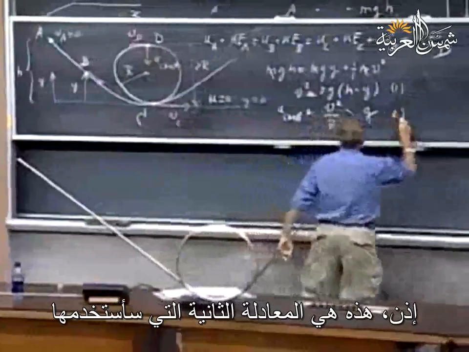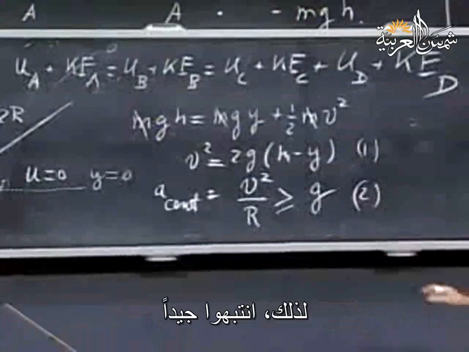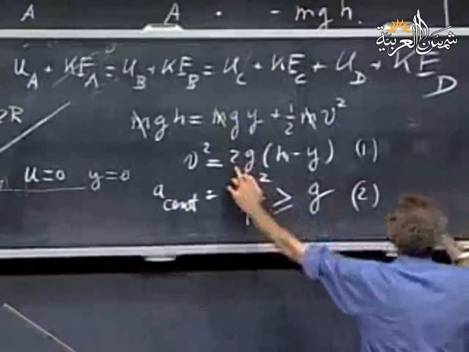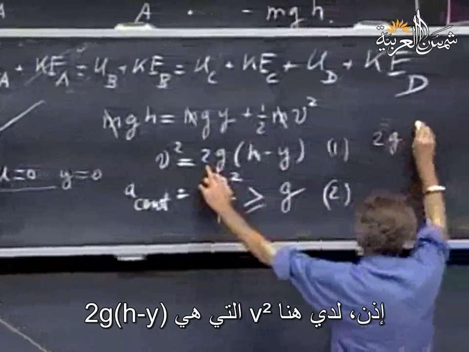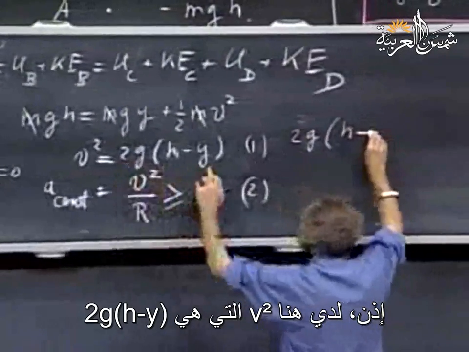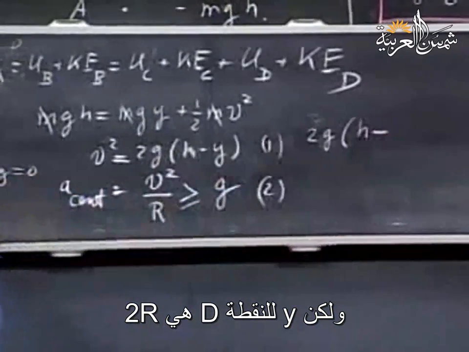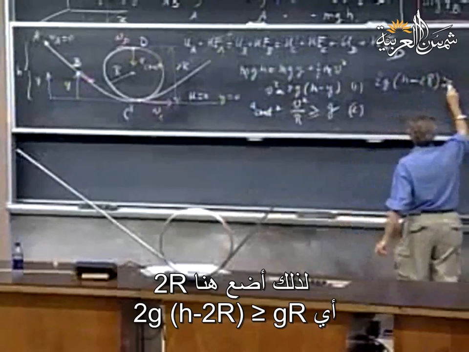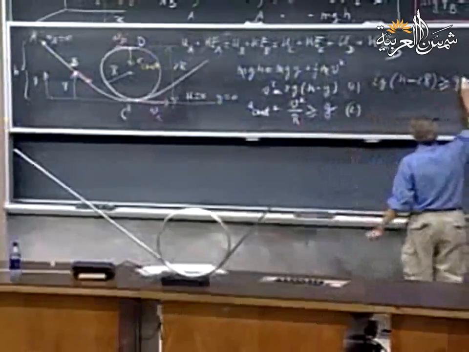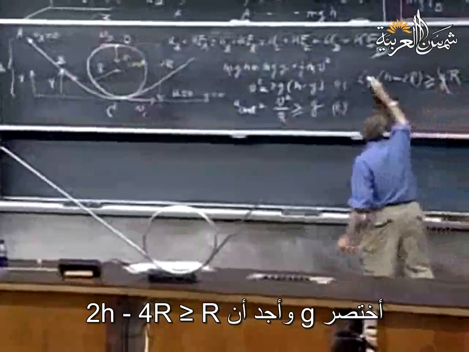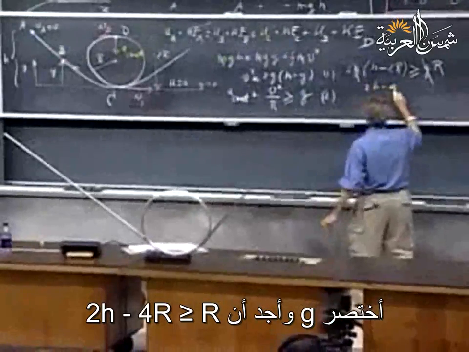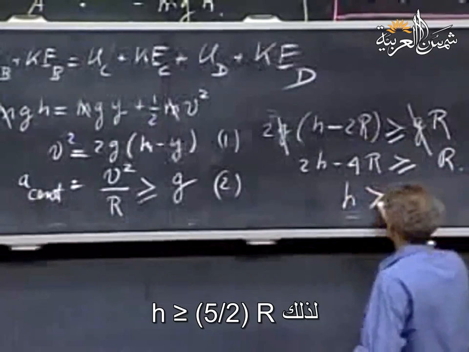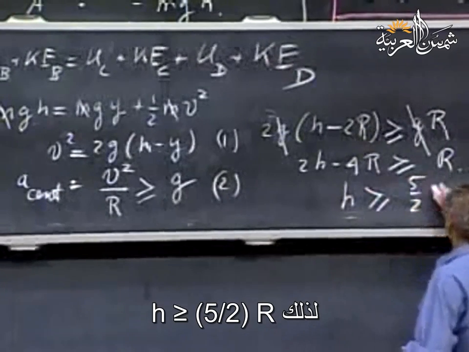So this is my second equation that I'm going to use, so look very carefully. v squared must be larger or equal than gr, so I have here v squared, which is 2g times (h minus y), but y for that point D is 2r, so I put in a 2r, must be larger or equal to gr. I lose my g, so 2h minus 4r must be larger or equal to r, so h must be larger or equal to 2.5r.